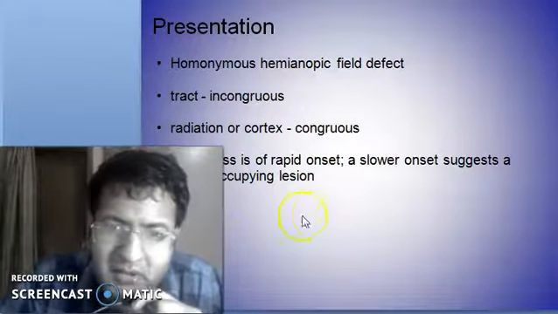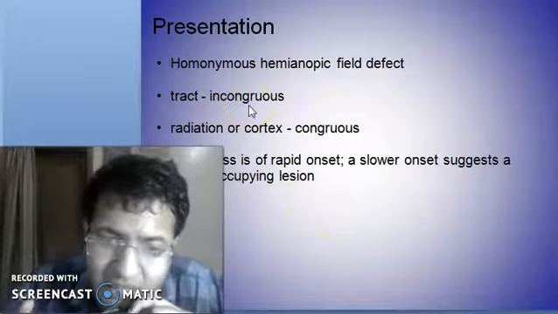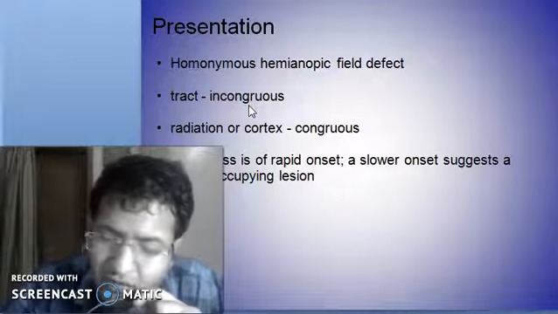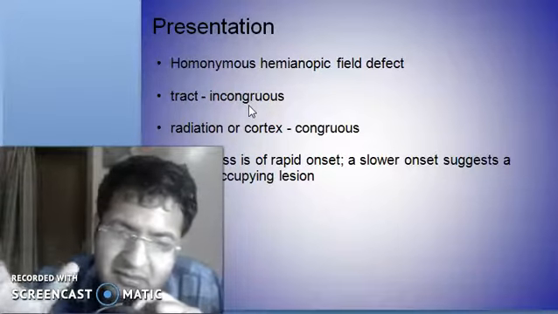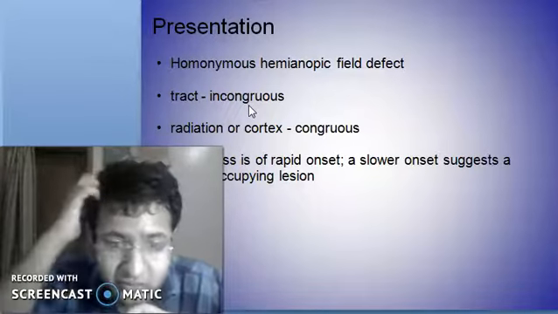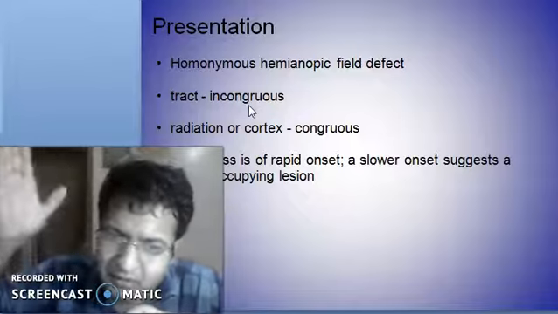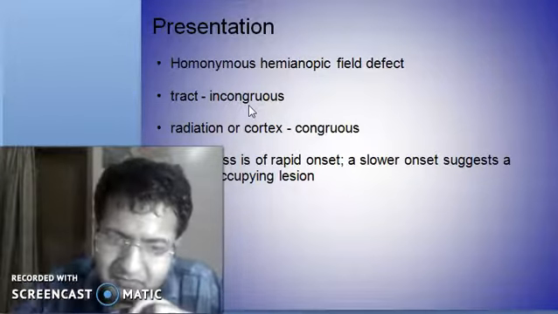Okay. If the optic tract is involved, it is an incongruous involvement. And if the radiation or the cortex is involved, it is a congruous involvement. We have already seen, congruous means almost equal involvement of visual fields in both the eyes. Incongruous means almost a quarter is involved in one eye and the full hemifield is involved in the other eye. That is the point of disparity.